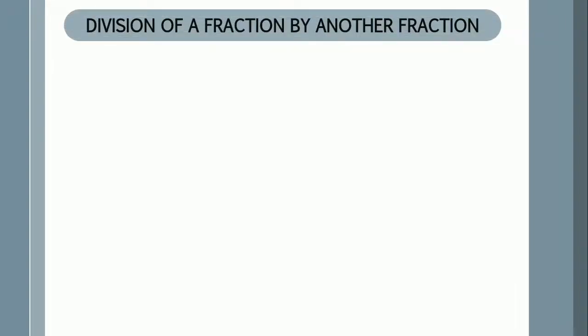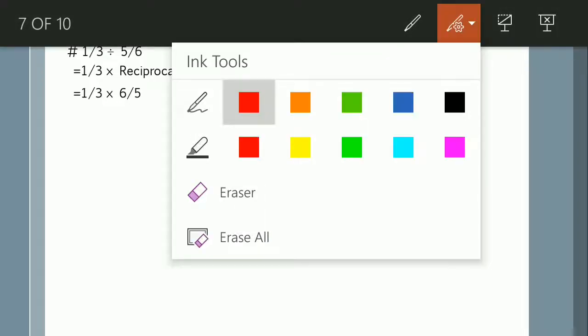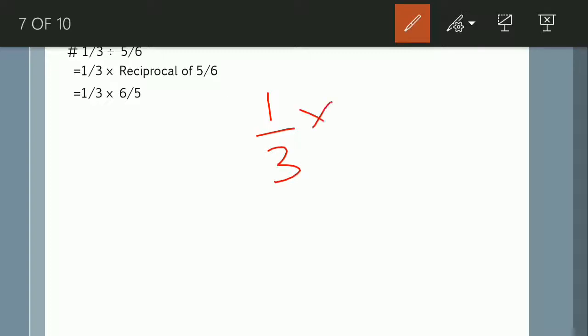Next we see division of a fraction by another fraction. Here also same rule. We have to put the reciprocal of the second fraction. Okay. So 1/3 into reciprocal of 5/6. What will be the reciprocal of 5/6? 1/3 into 6/5. Here also see, 1/3 into 6/5. What will happen?